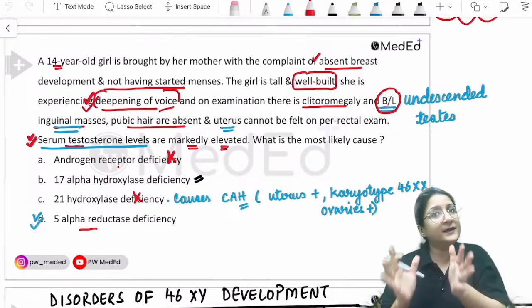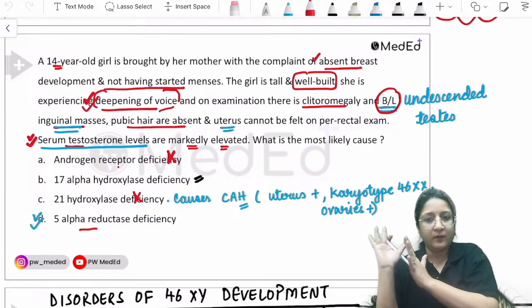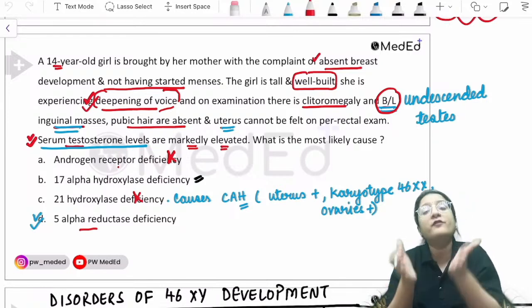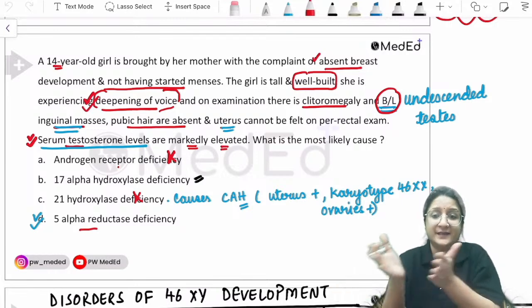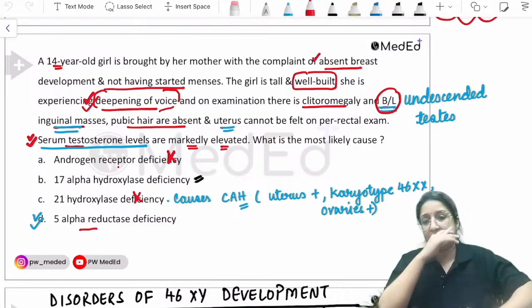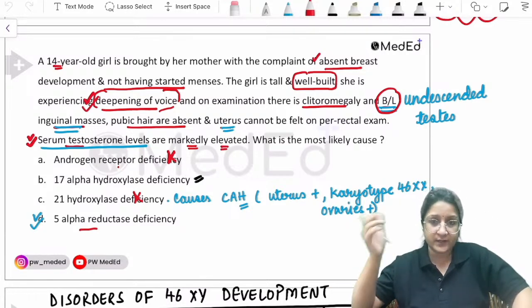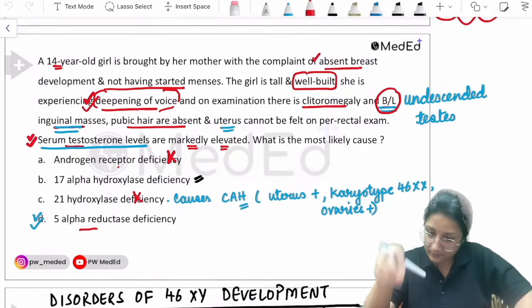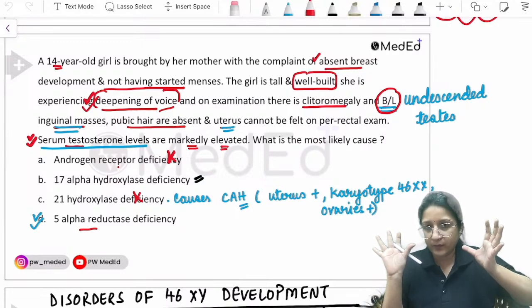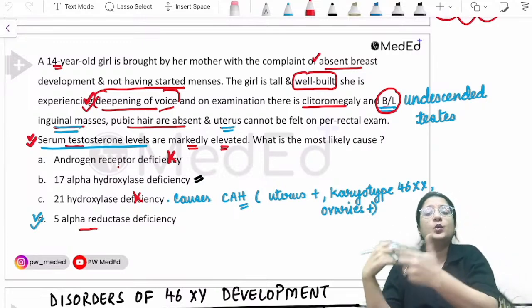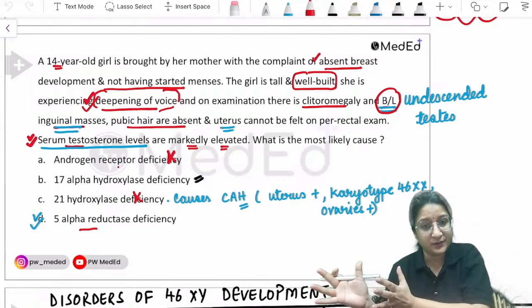So now I know that this is 46XY. Of course, I will take a karyotype to confirm. That goes without saying, 100% you'll have to confirm that these are testes by doing a karyotype in the female. Then only you will know that she's actually 46XY. Most likely, undescended testes, this is a 46XY karyotype. Okay. So now I start thinking what could go wrong. Defects in androgen action. Okay.